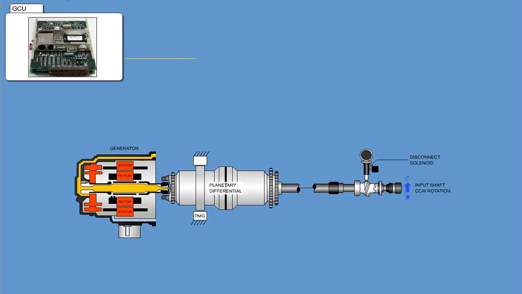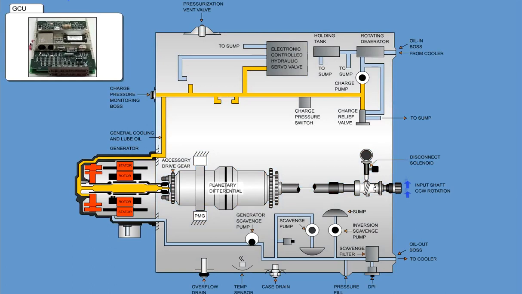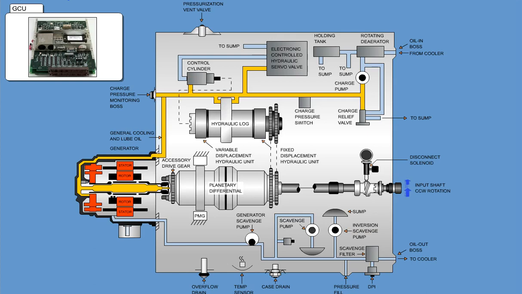The GCU supplies an electrical signal to a servo valve inside the CSD. This servo valve then controls, through a control cylinder, the hydraulic log unit, which operates in a clockwise or counterclockwise direction. Because the hydraulic log unit is connected to another input of the planetary differential gear, the generator RPM increases or decreases less than the input shaft RPM. As a result, the generator frequency stays constant.